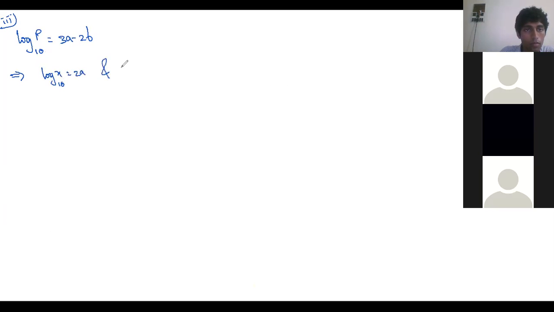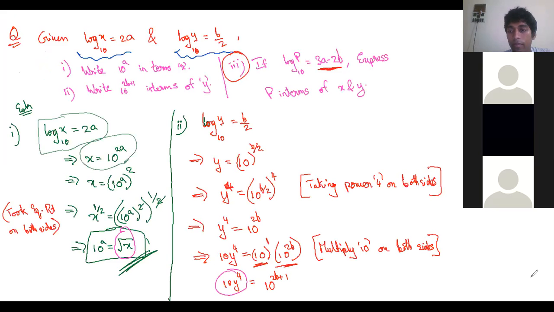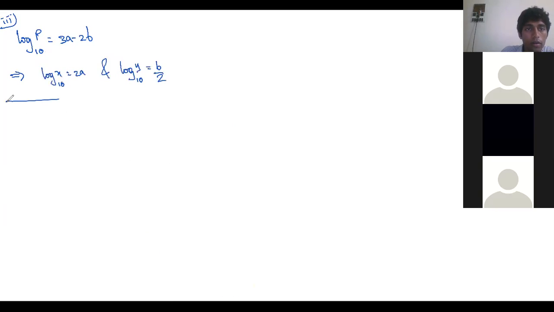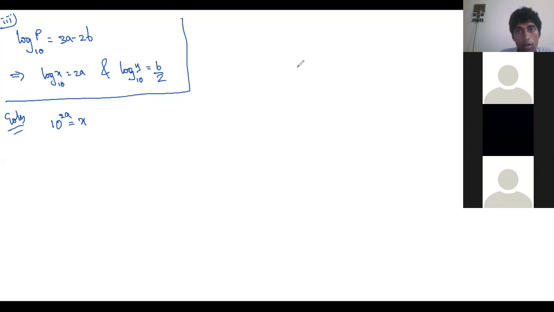Sir, we know that 10 to the power 2a is equal to x. Okay, so now this is your solution. Let us first write it as 10 to the power 2a is x, and then we know that 10 to the power b by 2 is equal to y. 10 power b by 2, right? Yes, sir. Next.